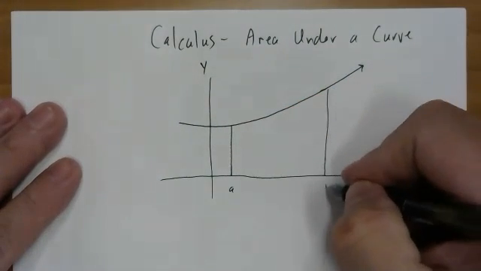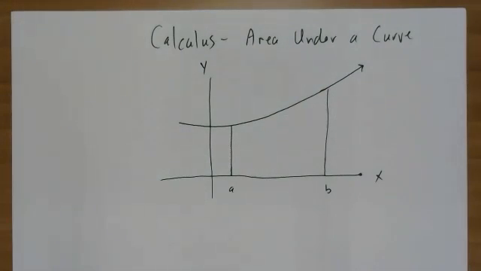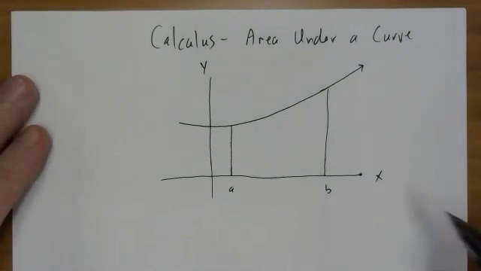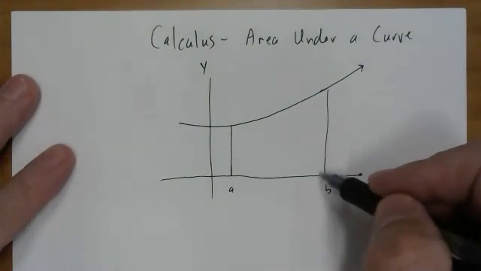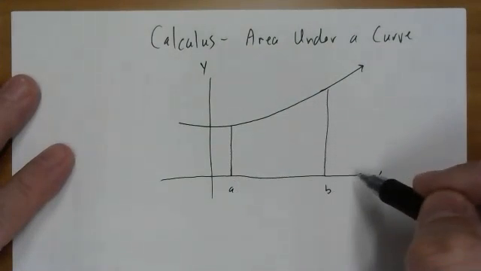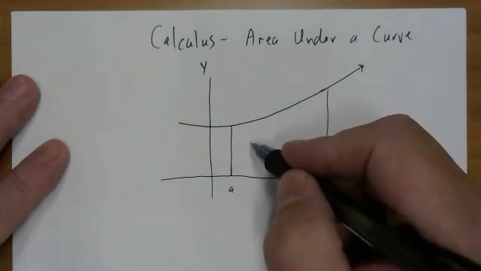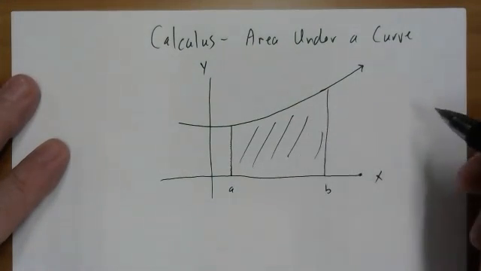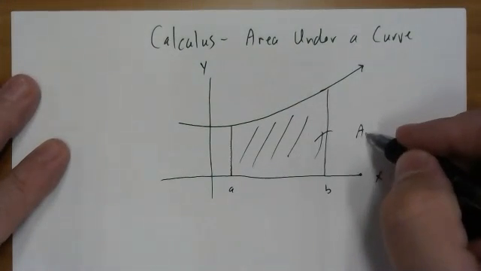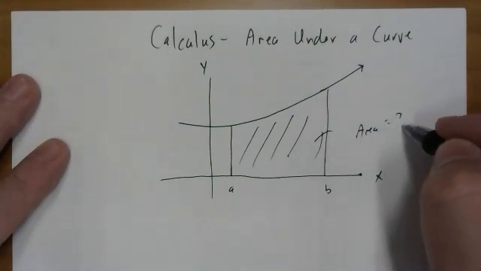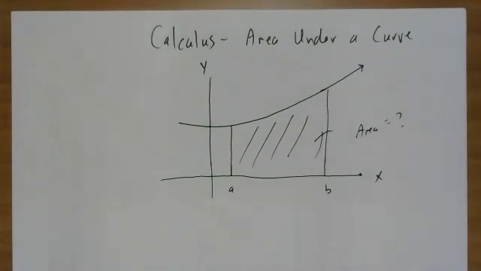where they were taking a region under a curve, and in this case, the bottom of the region is just the x-axis. And they were trying to figure out a mathematical way to find the area of this region. And eventually, they developed what's called integral calculus, where you can use calculus to find this area.